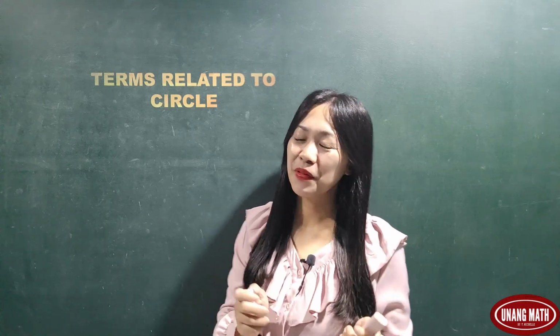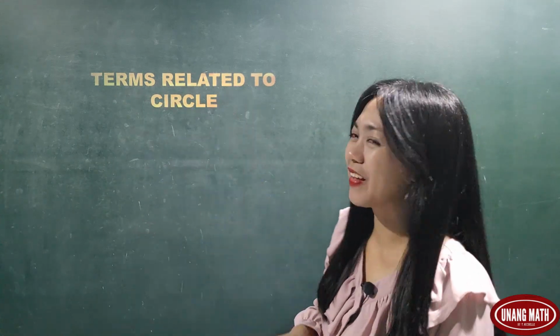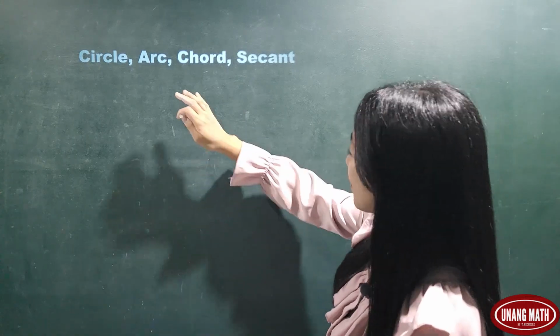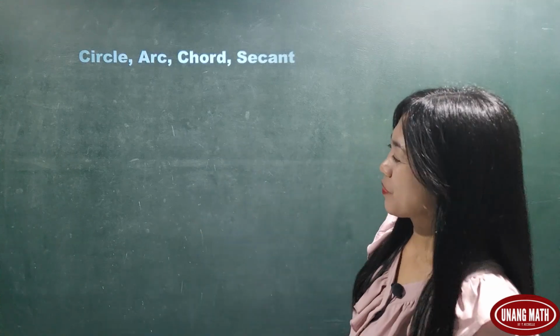For this episode, our lesson is the different terms related to circle. These terms are circle, arc, chord, and secant. Okay, let's start with circle.